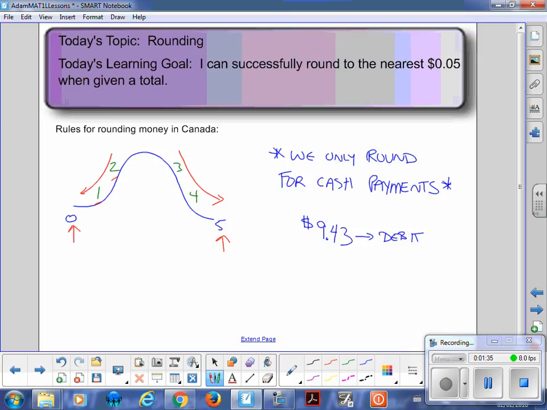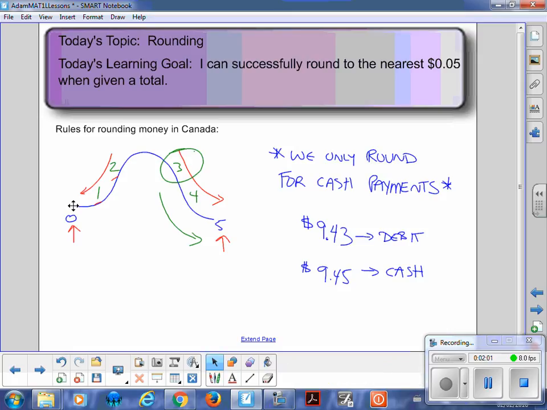But if I'm paying cash for this purchase, going back over here again, the 3 is on that side of the hill, so we roll down the hill. It means I'm going to actually pay $9.45. So it's actually more expensive to pay cash because you get rounded up 2 pennies. But that's the new world we're living in without the penny.